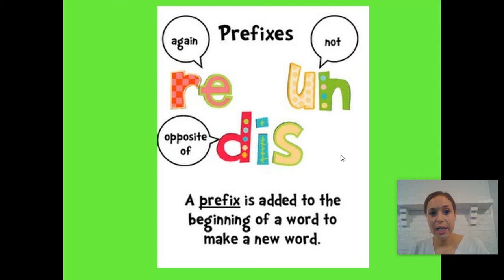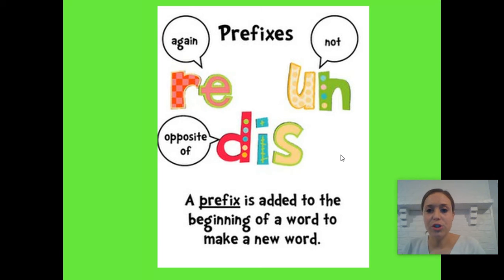So re means again. So if we add re to a base word or a normal word like arrange, it changes the meaning of the word arrange. So rearrange means to arrange something again. Or re-enter means you have to enter again. Or redo means you have to do something again.